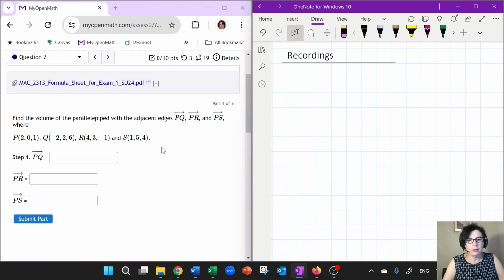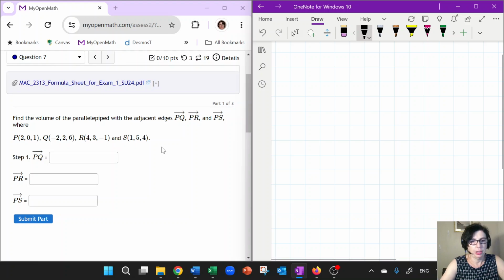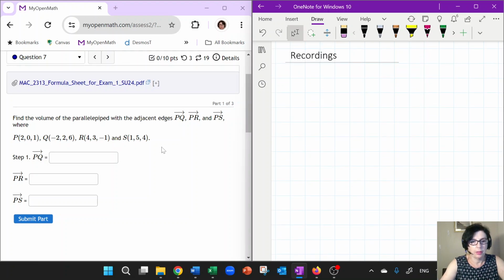Hello, in this question we are going to take a look at applications of the scalar triple product to computing the volume of the parallelepiped. First we are going to construct edges PQ, PR, and PS. In order to do that, we're just subtracting the components.